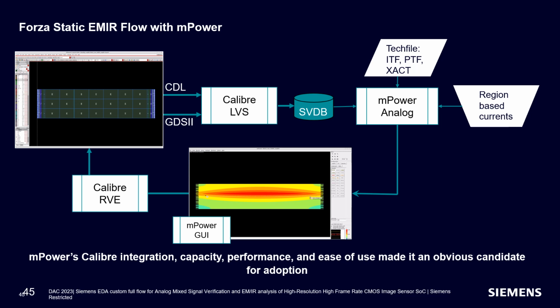The mPower Output Visualizer GUI displays the thermal map of the static IR drop, providing additional insights like the worst case resistance path, etc. So clearly, the Calibre integration makes the tool easy to use, and a standardized text file format minimizes chances of manual error.